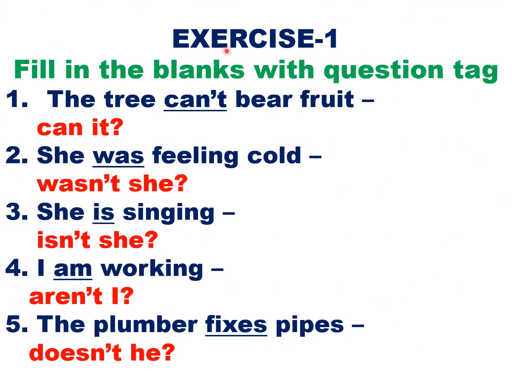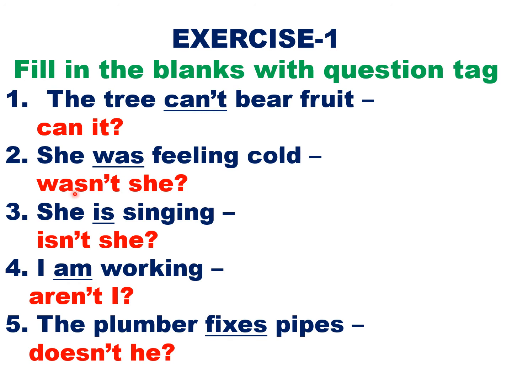Shall we move to the exercise? Fill in the blanks with question tags. The tree can't bear fruit. Negative statement. We have the auxiliary verb can. So, can it. Instead of the noun the tree, we must use the pronoun it. Can it. She was feeling cold. Auxiliary verb was. Positive statement.